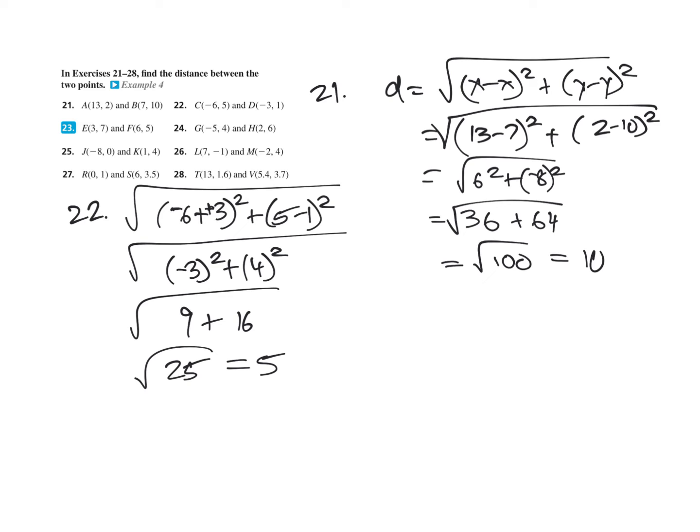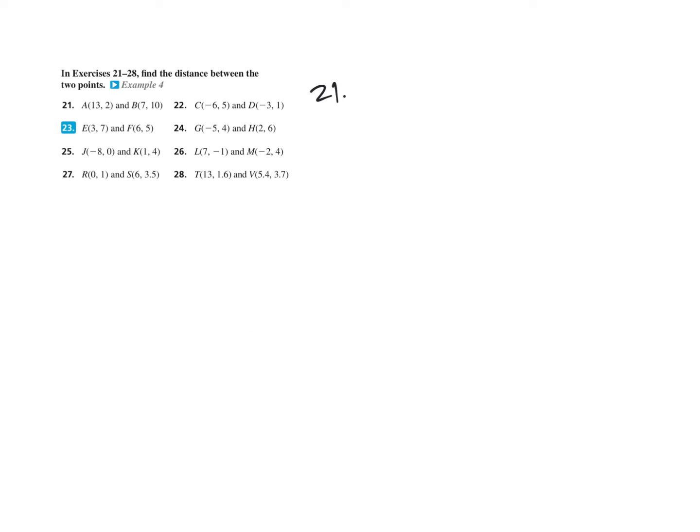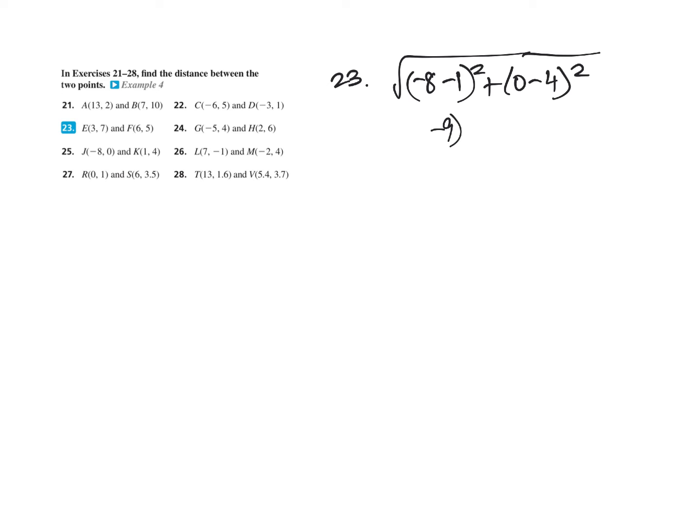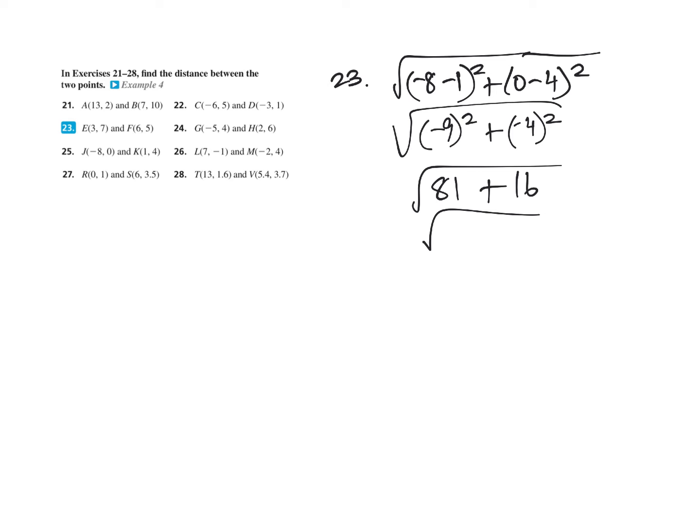All right, 23. Again, the x values subtracted, squared, plus the y values subtracted, squared. So negative 8 minus 1 is negative 9. 0 minus 4 is negative 4. Negative 9 squared is positive 81. Negative 4 squared is positive 16. You get 97. And that is the answer.